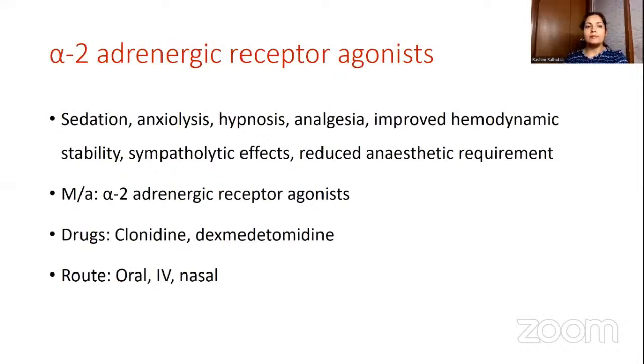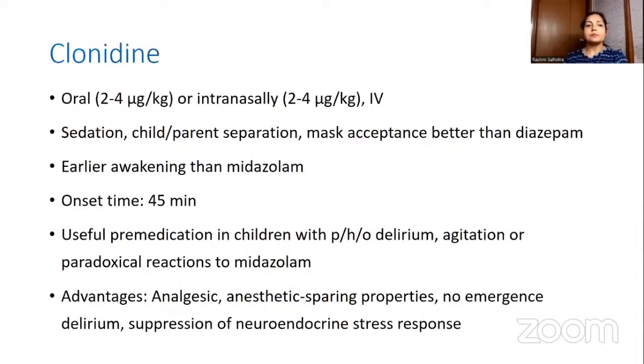Another important class is the alpha-2 adrenergic receptor agonists, which produce sedation, anxiolysis, hypnosis, analgesia, improve hemodynamic stability, cause sympatholysis, and reduce the anesthetic requirement. The drugs include clonidine and dexmedetomidine.